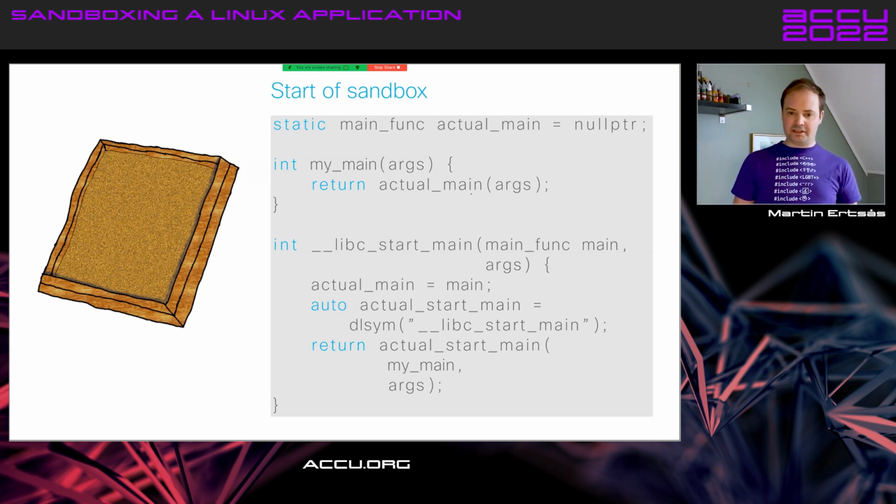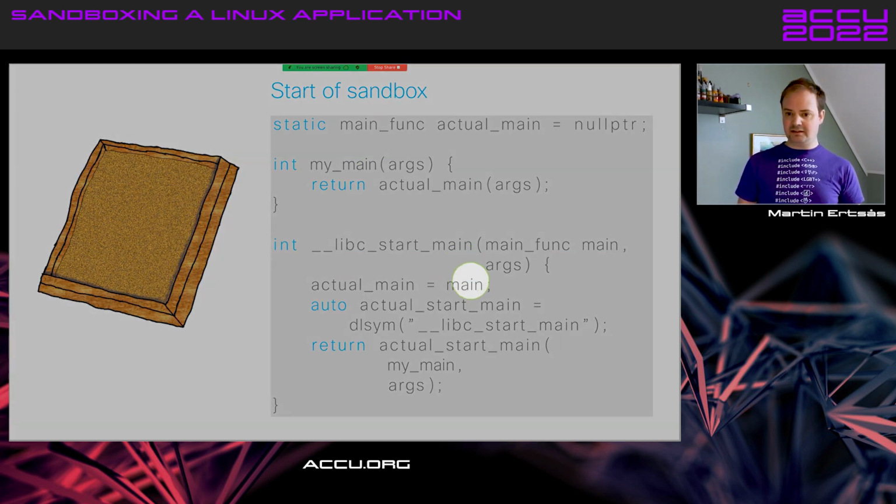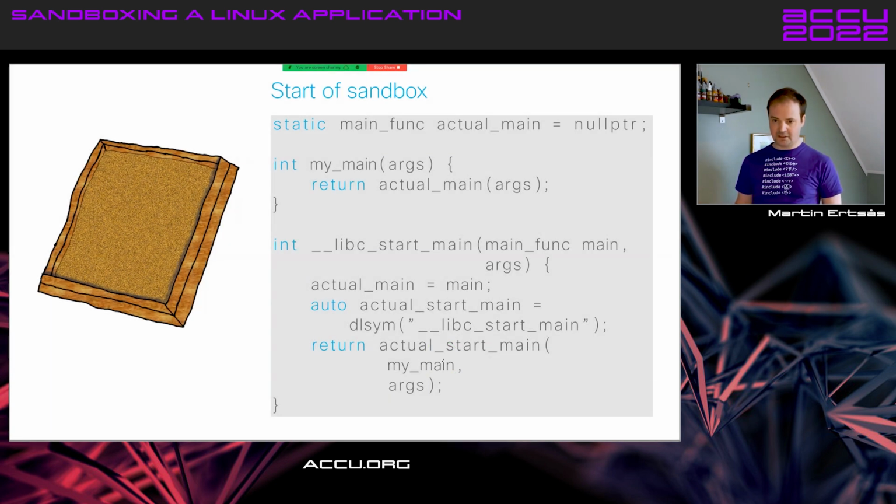And the thing we do is we take the main that the application wants to have run, just the main of the application, and we store it into some variable. Then we find the actual libc start main, and we run the actual libc start main with my main function. So I override what main function libc start main is supposed to run. I still need libc start main to do its work, because this is the linker. It'll do some stuff. I don't know what, but it'll do some stuff.